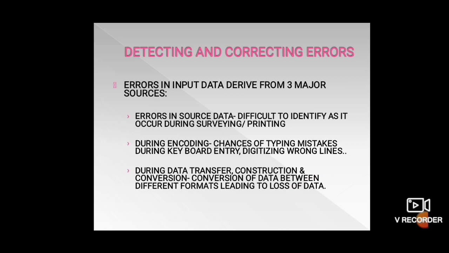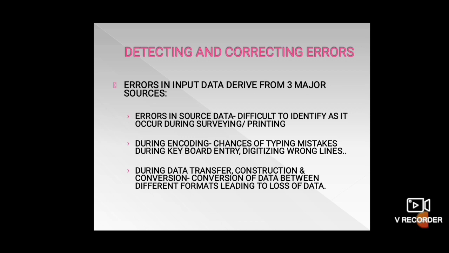The first stage is detecting and correcting errors. There are three major sources from which an error in the input data happens. The first type of error occurs from the source data itself, and it's very difficult to identify such errors because most of them occur at the time of surveying or at the time of printing.